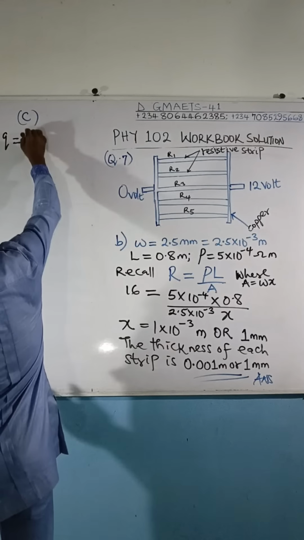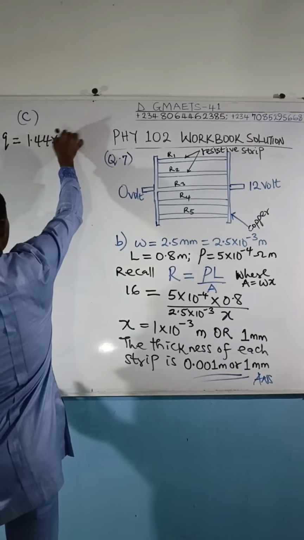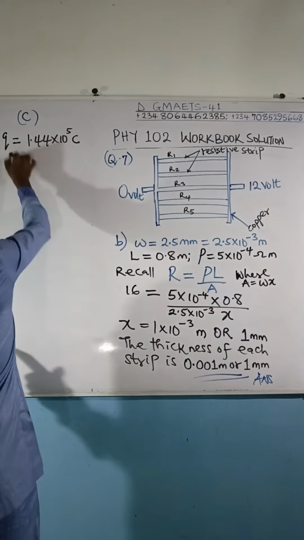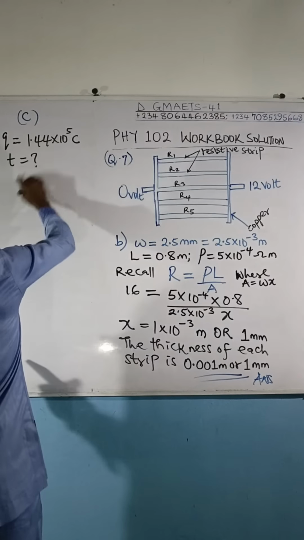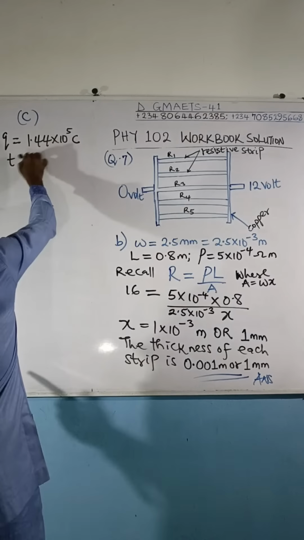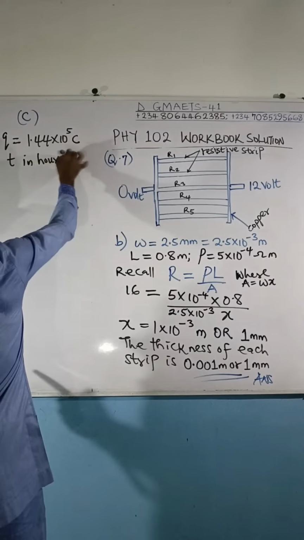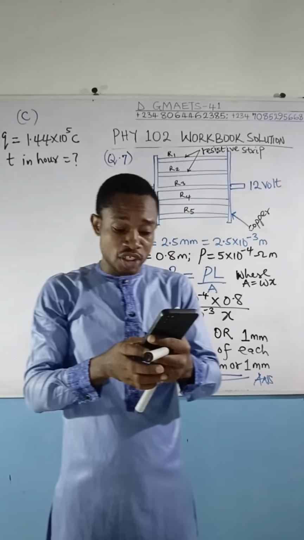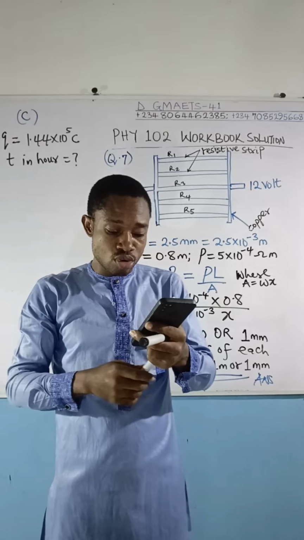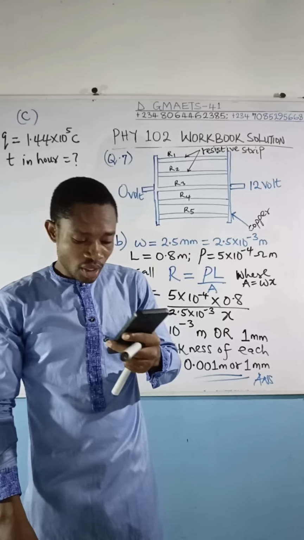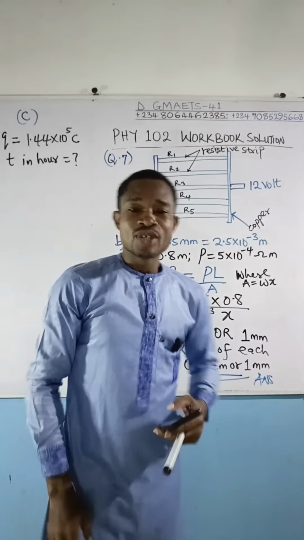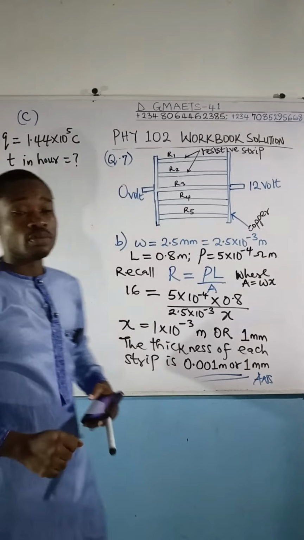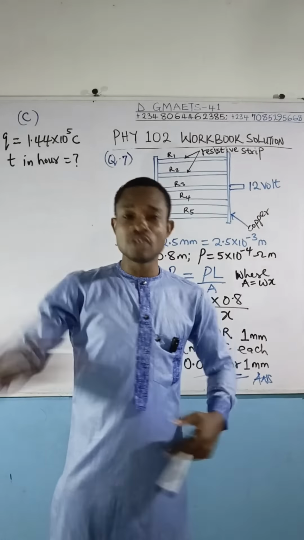And the charge value is 1.44 times 10 to the power of 5 coulomb. They're asking us to calculate how long in hours. We don't know the time in hours, so let me write T in hours. How long in hours will it take for that battery, which is fully charged, to be drained? So how do we calculate the time it will take for the battery to be fully drained, for the charge to be used up?